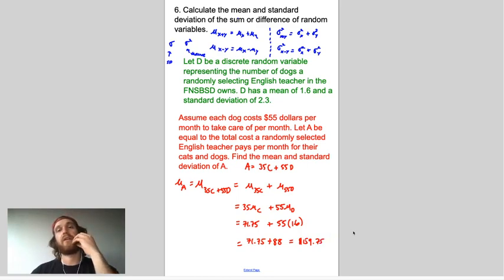$159.75. So that means on average, it is going to cost a randomly selected English teacher in the Fairbanks North Star Borough School District $159.75 to take care of their cats and dogs. Boy, that's a mouthful.